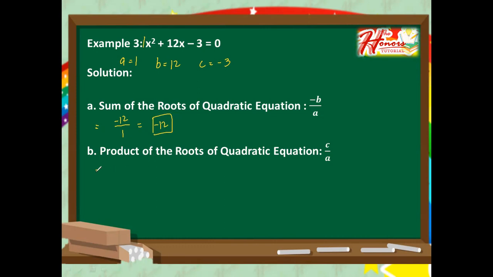How about the product? Let's substitute c, that's -3, and a is 1. So -3 divided by 1 is -3, so this is the product.